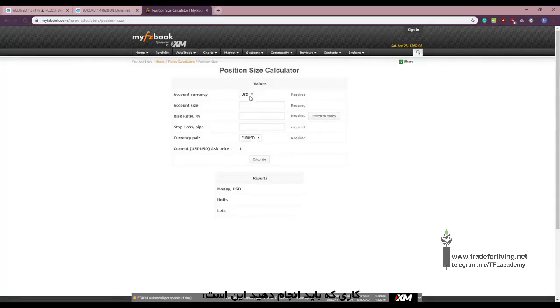Now, what you're supposed to do on this page is just put inside the balance of your account. Let's make an example. Let's put 100K. We want to risk 1%.